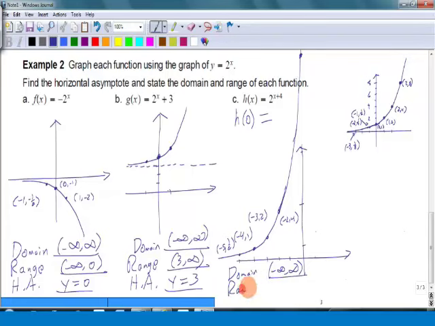So the range, it's changing each time, but it goes back to the original. If you think of the original, the range was all positive real numbers. Just shifting 4 units to the left doesn't affect any y values, just changes the x values that they're associated with. So that's still all positive real numbers. And the horizontal asymptote, if you take the x-axis and just shift it sideways, the horizontal asymptote is still the x-axis. So y equals 0.